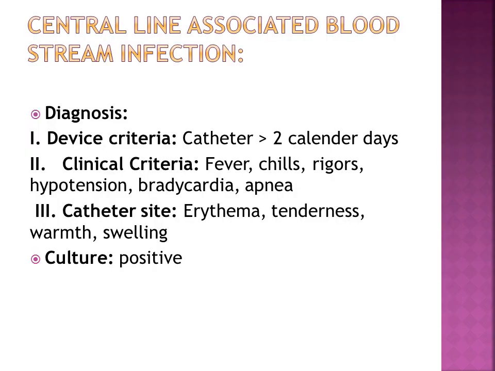So now we will see the diagnosis. According to the device criteria, the catheter should be in place more than 2 calendar days. Clinical criteria: there should be symptoms like fever, chills, rigors, hypotension, bradycardia, apnea. Then at the catheter site you will see erythema, that is redness, tenderness, warmth, and swelling. And a blood sample taken will show a positive culture report.